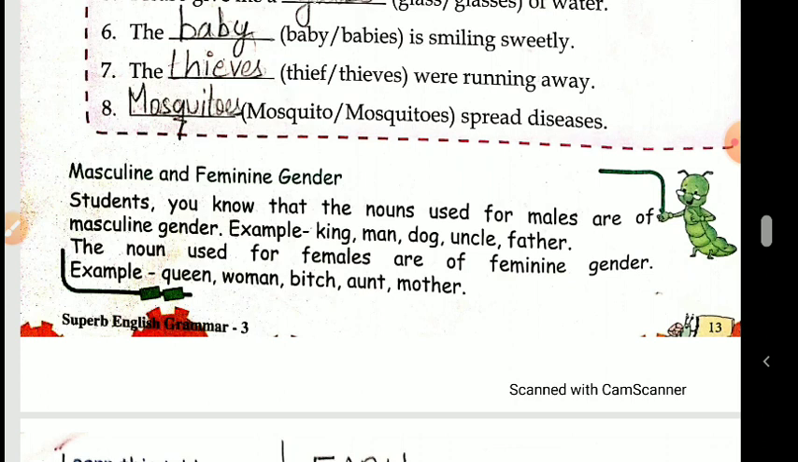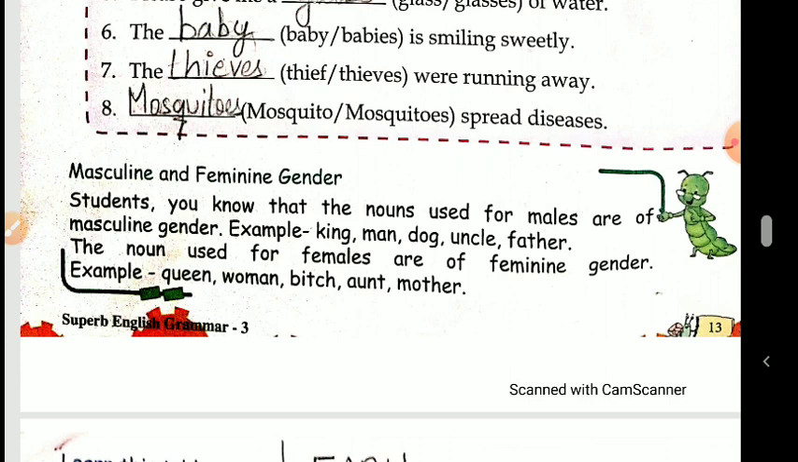Hope gender is clear to you. For boys and males we use masculine gender. आप ऐसे male masculine try to remember like this: M is for males, M is for masculine, F is for females, female means feminine gender. M और F आप ऐसे इसको याद करिए. Masculine M means males, feminine F means female.